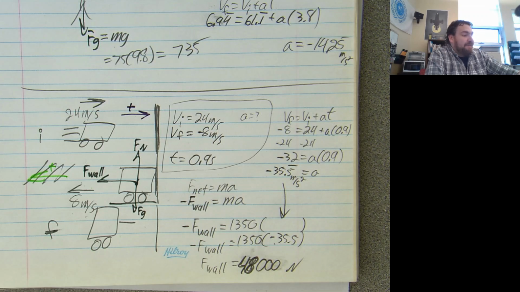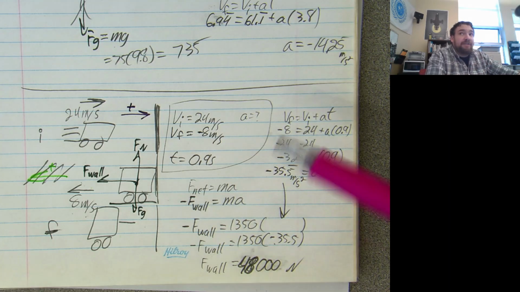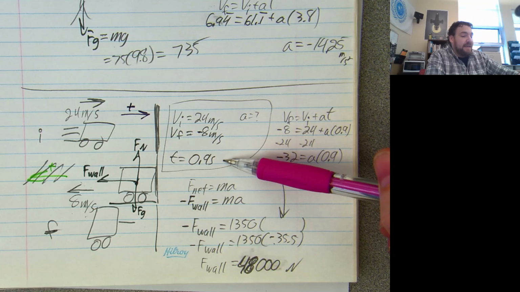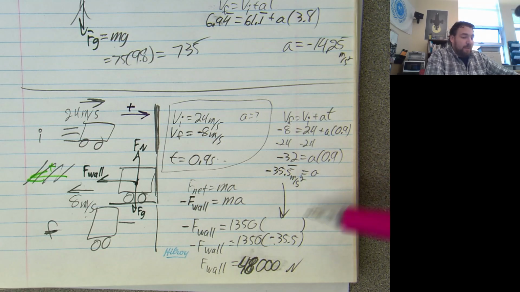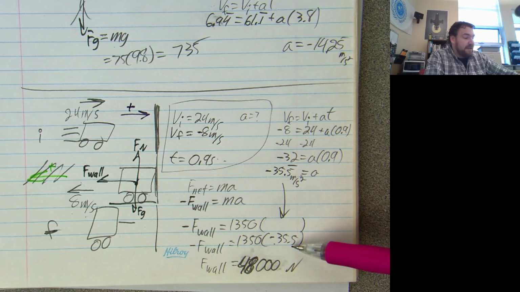Now the time for impact is lessened. That's what crumple zones do. They increase the time of impact. So if we're decreasing the time of impact down to 0.08 seconds, the only thing, Henry, that changes is this value right here. This gets smaller, so that's going to make the acceleration larger. Because you divided 32 by 0.9, now it's going to be 32 divided by 0.08. That's going to make this acceleration much bigger. So when you multiply it by the 1350 down here, it's going to make the force from the wall that much larger.